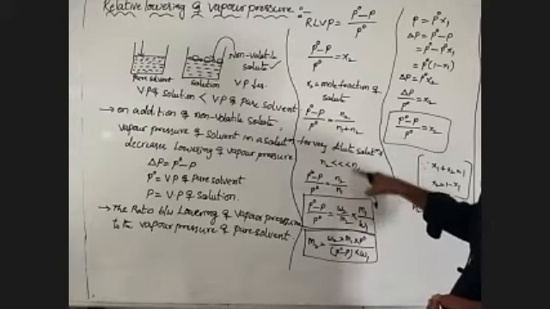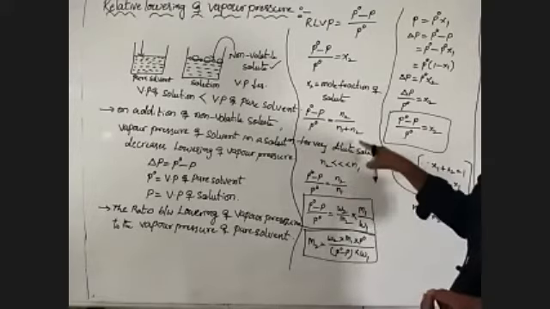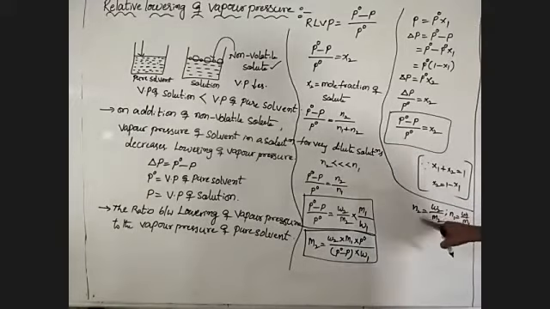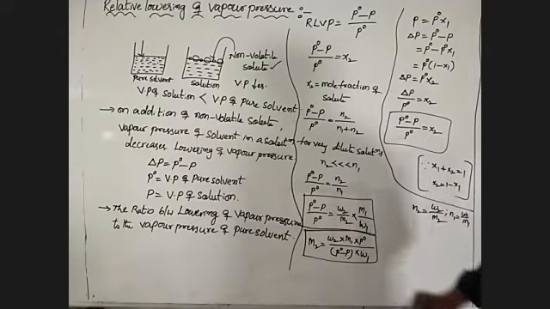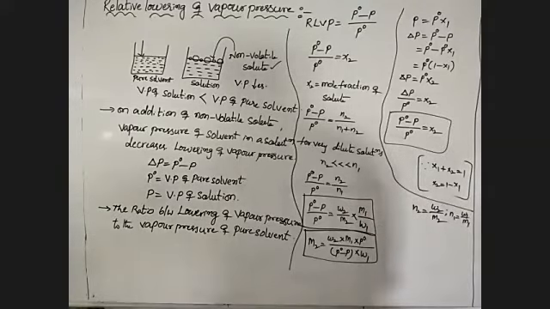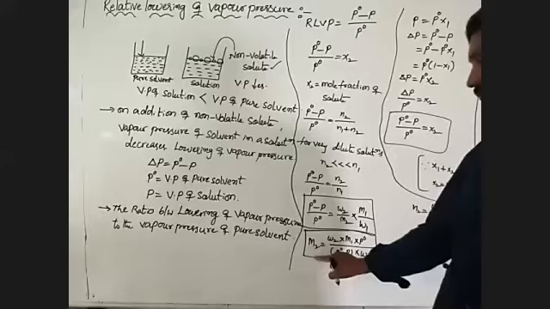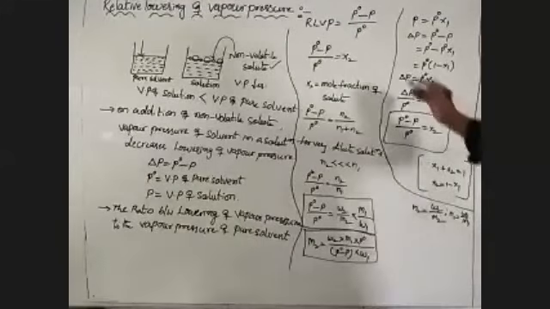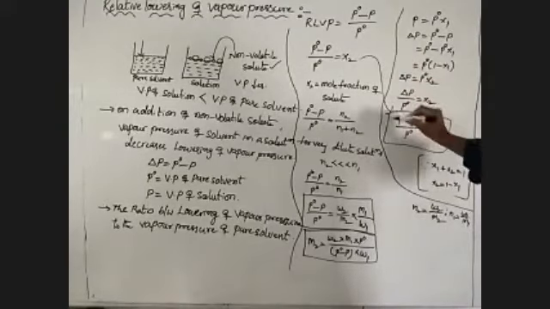N2 is negligible in the denominator for very dilute solutions. Here N2 is equal to W2 by M2, and N1 is equal to W1 by M1. So P naught minus P by P naught is equal to W2 by M2 into M1 by W1. Now you can find the molar mass of the solute. M2 is equal to W2 into P naught by P naught minus P into W1.